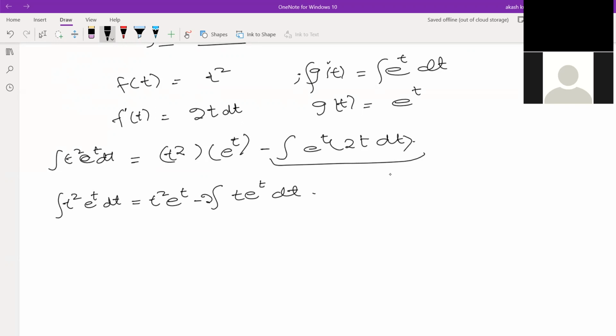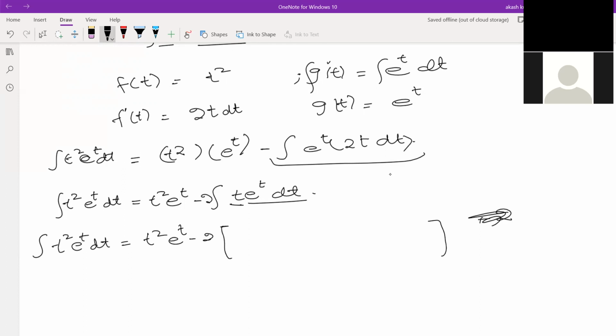Because that is a constant. Okay, so constant we can take out. Yeah, if the constant is multiplied or divided, you can take the constant out, but when it's added or subtracted, you can't. Okay. So the integral of t square et dt will be, now again we have two functions, t and et dt. We have to again apply integration by parts.